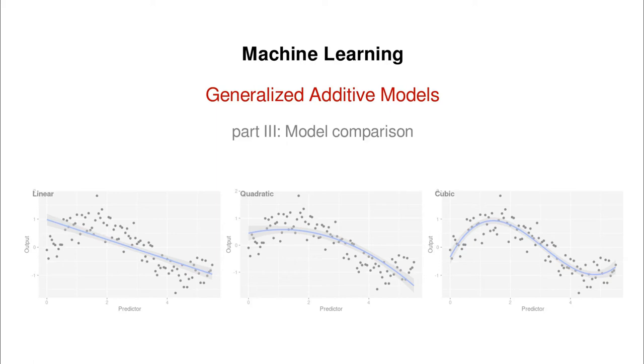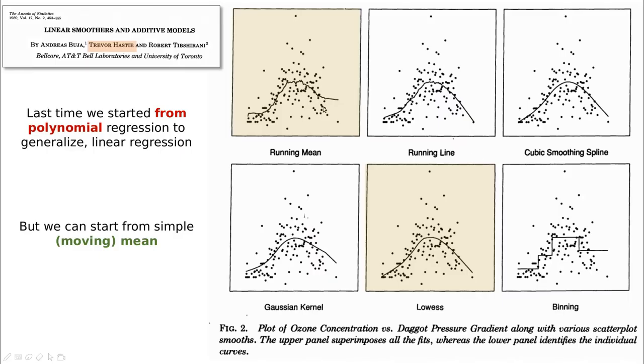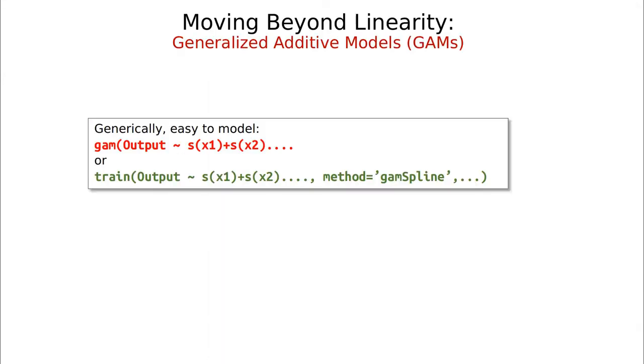But let's finish the series talking about comparison. So we started with this paper by Trevor Hastie, and here there were some ideas like the running mean and the lowess. There are also different cubic splines and Gaussian kernel. So let's just try to do things in R.